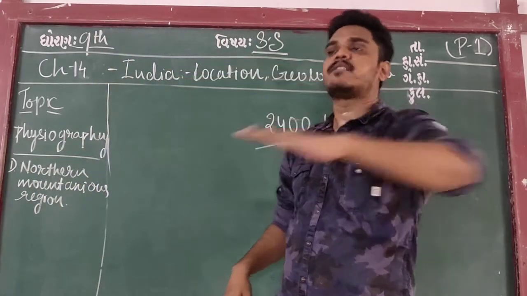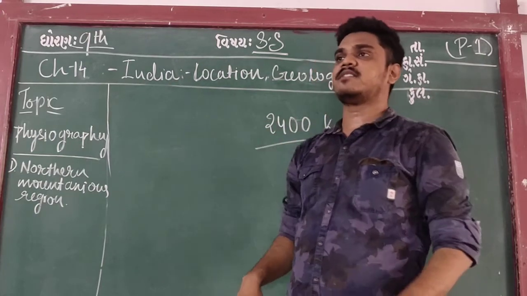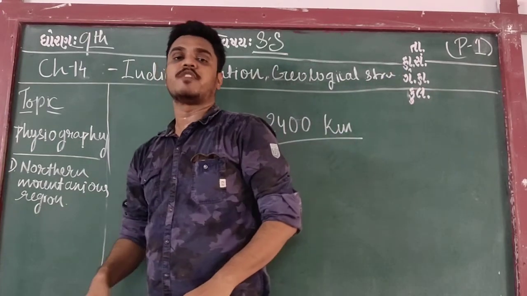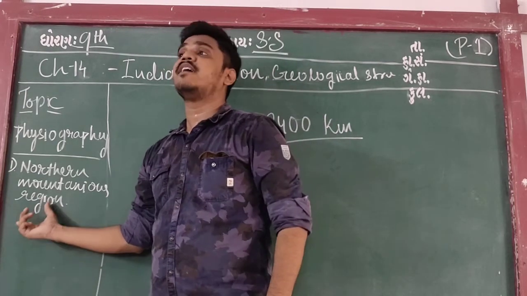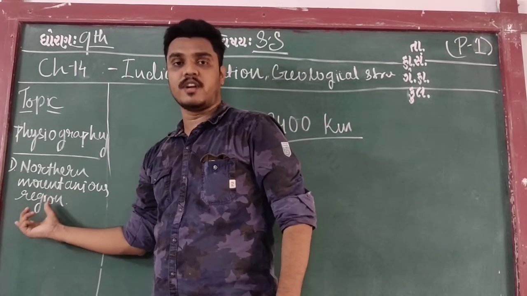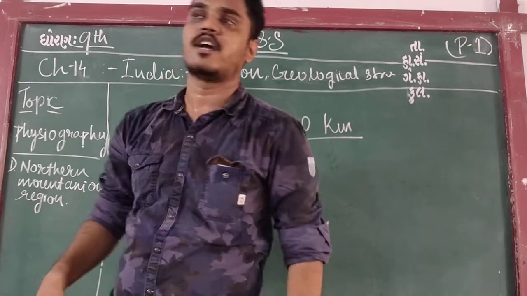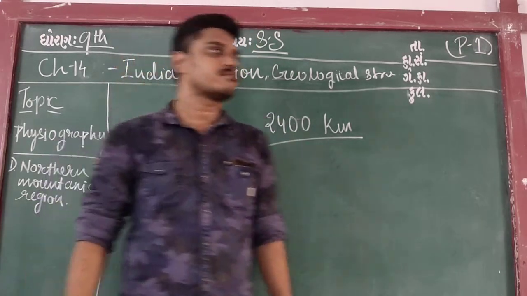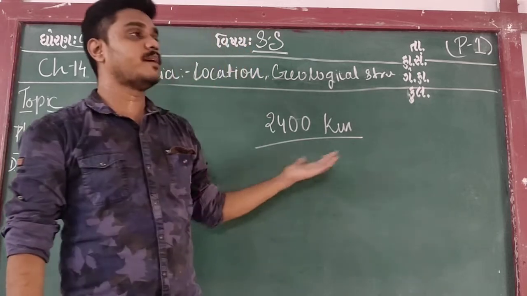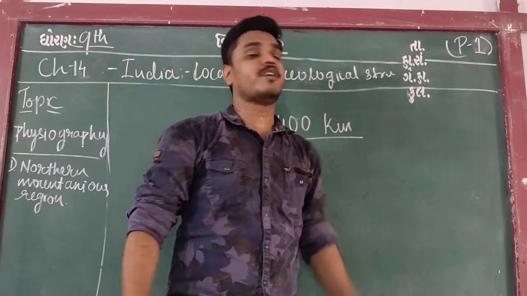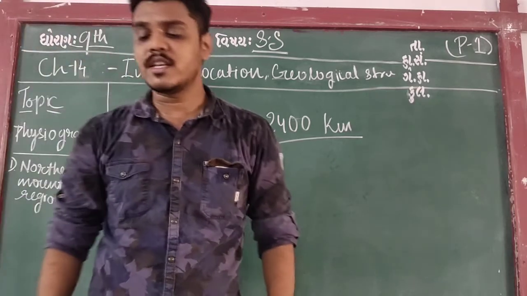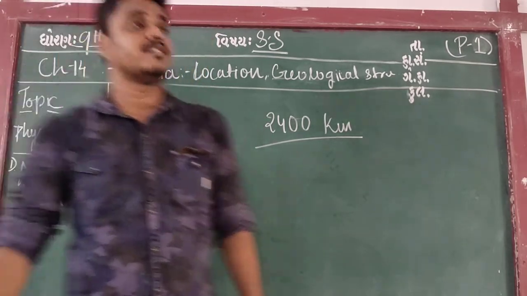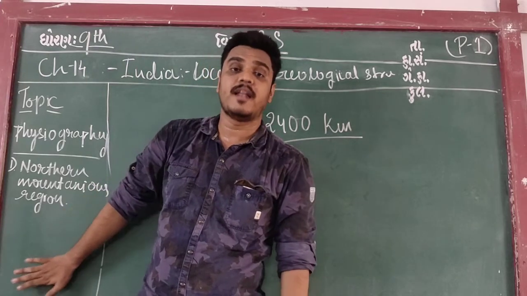It's not flat. At some places it may be flat, but most of the region is mountainous. And it's not necessary that each and every region is cold, so maybe some mountains are not that cold. So the mountainous region is spread over 2,400 kilometers, and it is not a single mountain. It is not the Himalaya only.